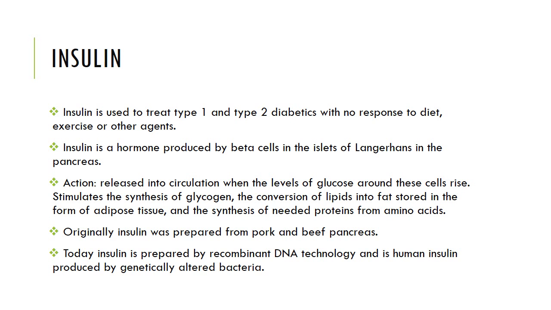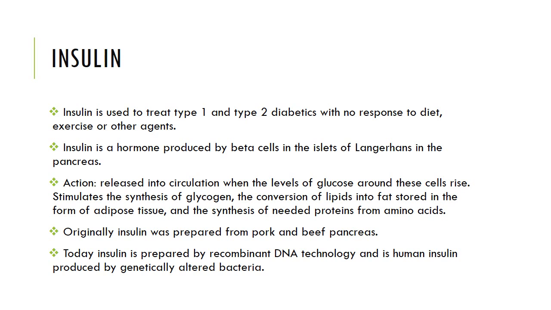Insulin is used to treat type 1 and type 2 diabetics that have no response to diet, exercise, or other agents. Insulin is a hormone produced by beta cells in the islets of Langerhans in the pancreas. They are released into circulation when the levels of glucose around these cells rise.